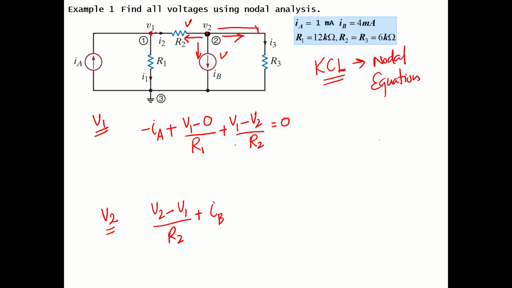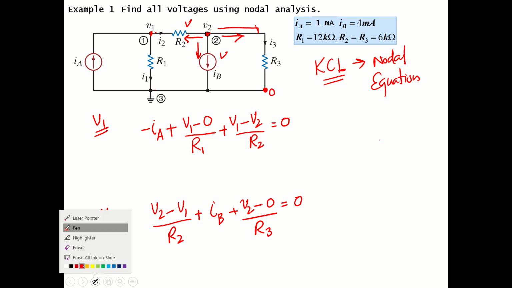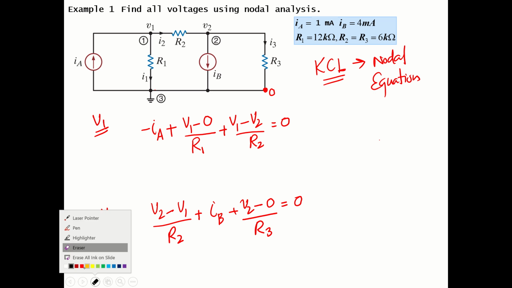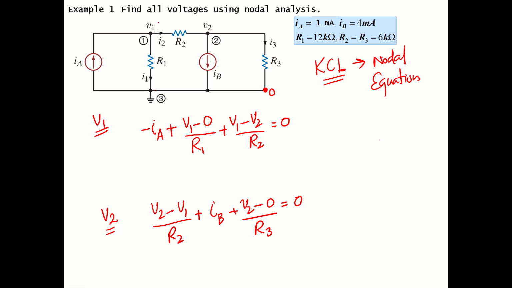The next current is through the resistor R3, so that will be V2, this node, minus the second node, which is connected to the ground, so that will be 0 volt. So V2 minus 0 divided by R3 is equal to the incoming currents; there is no incoming current, so it is equal to 0. This is the way to write the nodal equations, and we have got the two nodal equations of our circuit. Once we have them, we can find the nodal voltages, the value of V1 and the value of V2.